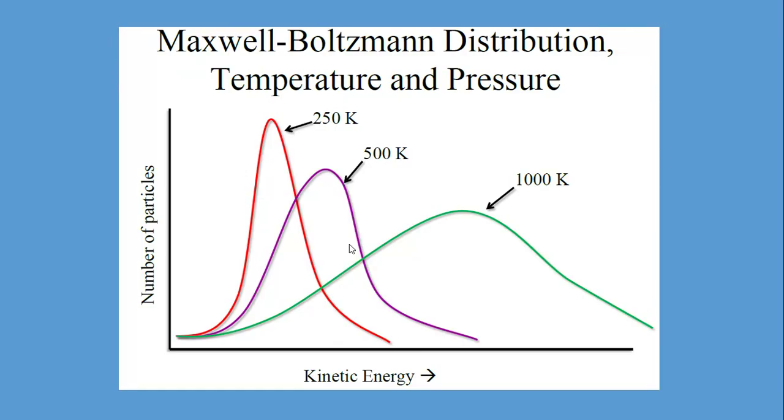If you look at the purple curve for 500 Kelvin, some of the particles are not moving very quickly at all. Some of them are moving very fast, but most of them, so the average kinetic energy for those particles, is at 500 Kelvin.